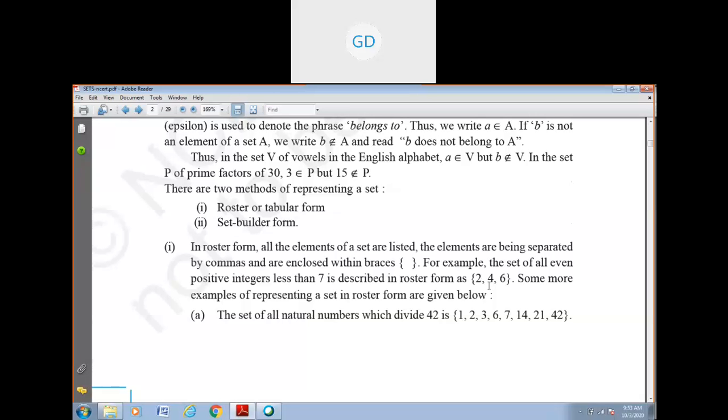Okay, so that's all for today. In the next class, I will continue with this representation of sets, roster and set builder. And for today, this much on sets. And I do hope you have understood clearly.